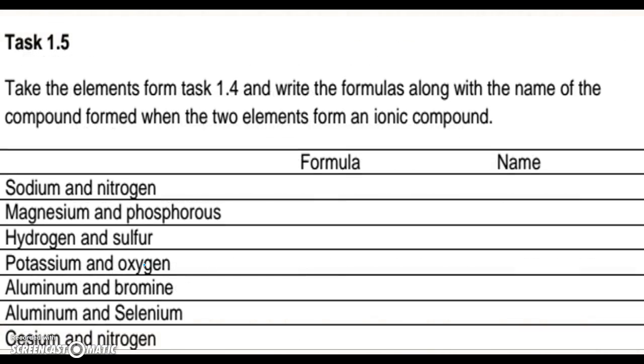So, we're going to take the elements from task 1.4 and write the formulas along with the name of the compound formed when the 2 elements form an ionic compound. For example, sodium and nitrogen, just doing one together, it would be Na plus 1, N minus 3. If you remember, it was Na3N. So the name would be sodium, written out just like this over here. We get rid of this part here, the ogen, and add ide at the end. So IDE. So sodium nitride is what that would look like. You practice those other ones.